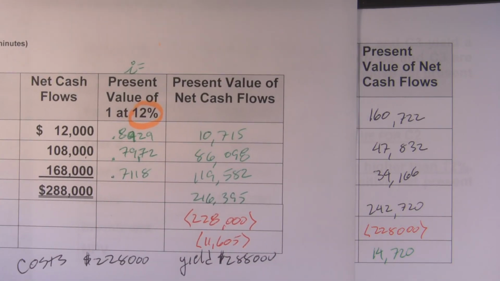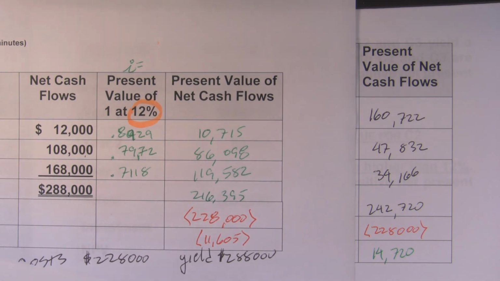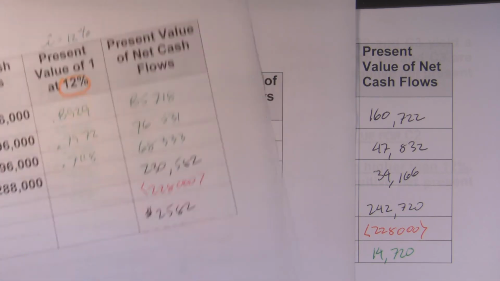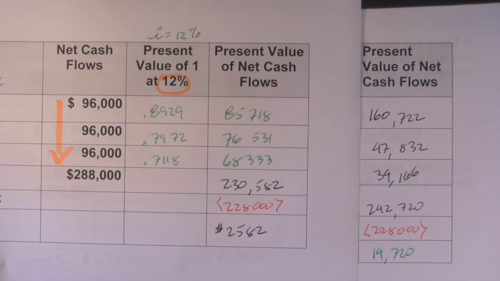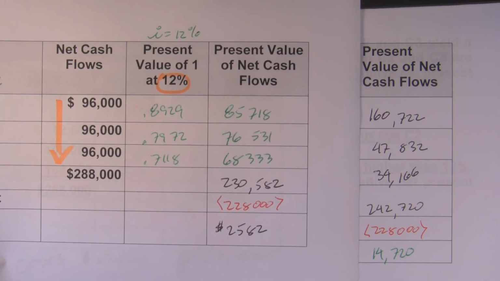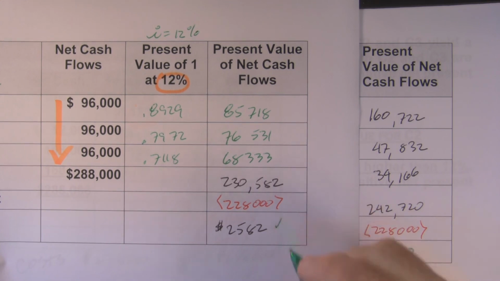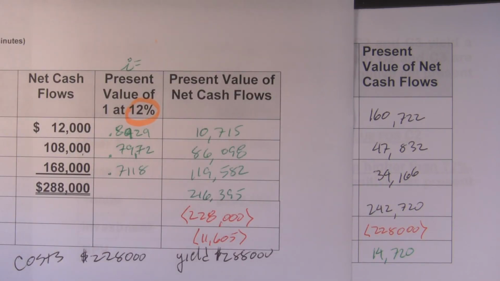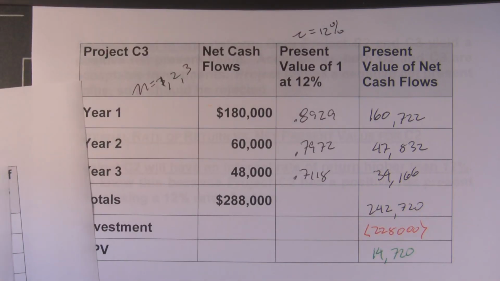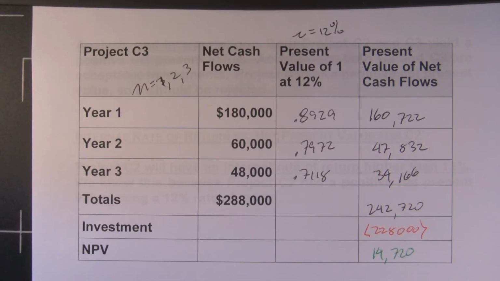The difference between all three of these is simply when the cash comes in. Because you're getting the same amount of cash. If it comes in equally, your return is smaller. If it comes in back-end loaded, your return is negative. If it comes in front-end loaded, your return is positive. The longer you have to wait for your money, the less it's worth.